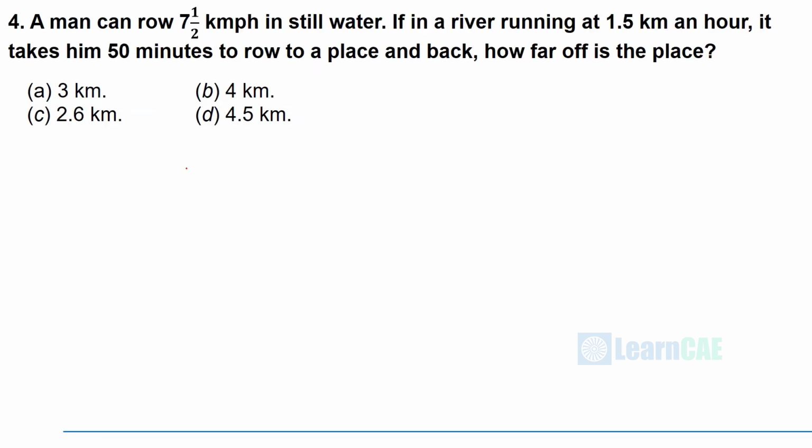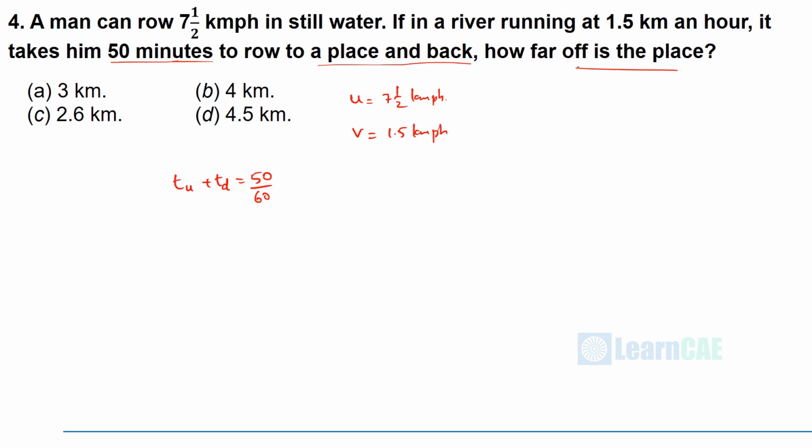Next question. A man can row 7.5 km per hour in still water, so U is equal to 7 1 by 2 km per hour. If in a river running at 1.5 km an hour, then V is equal to 1.5 km per hour. It takes him 50 minutes to row to a place and back. How far is the place? He is saying it takes 50 minutes to row to a place and back. It means the total time taken is 50 minutes, that is, time taken upstream plus time taken downstream is equal to 50 minutes. Since all the units are in kilometer and hour, I shall write this in hours.